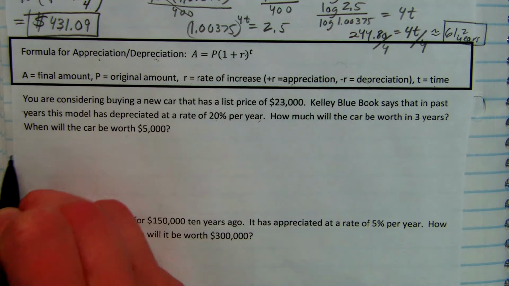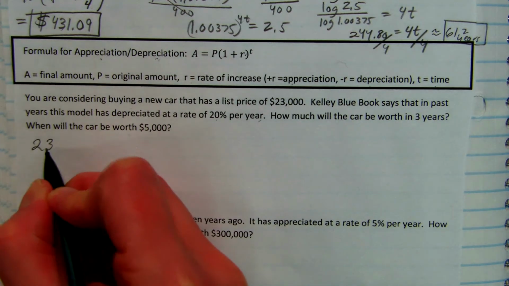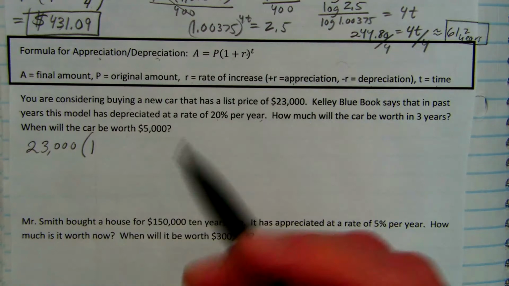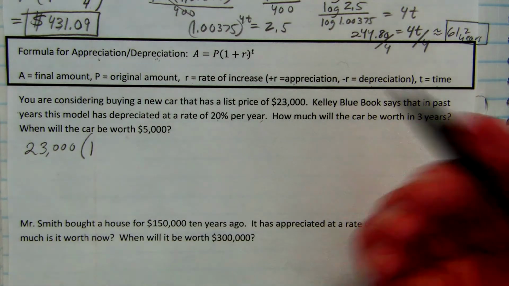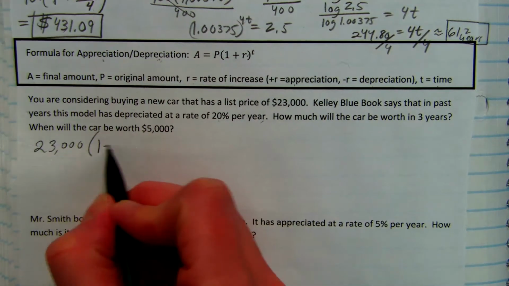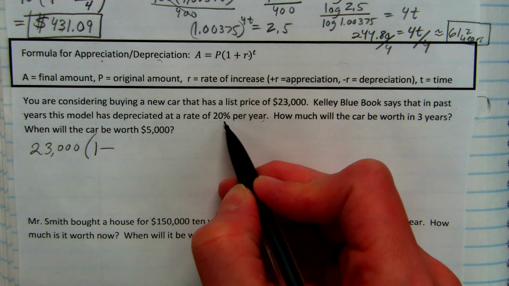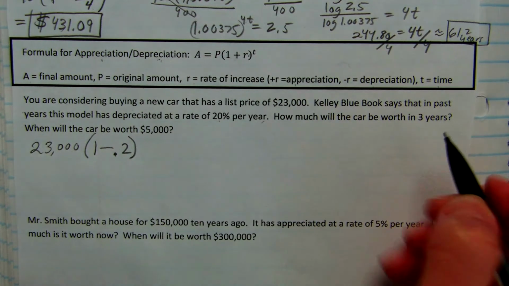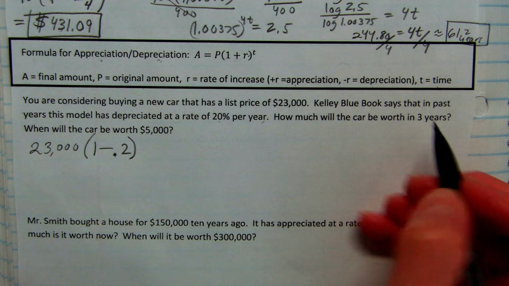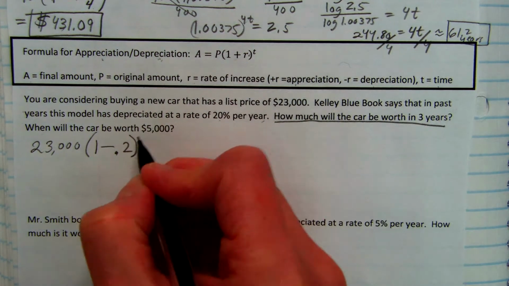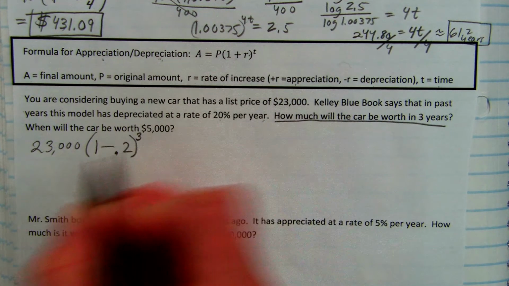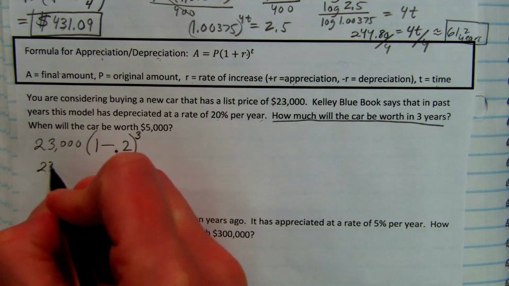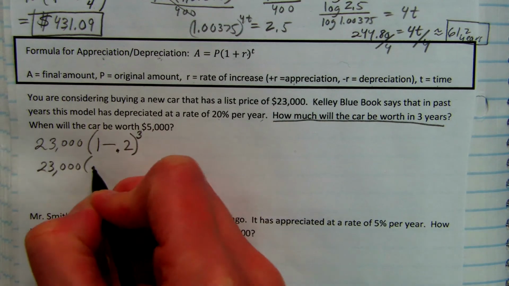So we are starting with $23,000. And then you start with 1. That 1 represents the 100% that you're starting with. And then we're subtracting from that 20%, which would be 0.2. And we're leaving it in for 3 years, so this would be a power of 3. So if you subtract 1 minus 0.2, that leaves you 0.8.